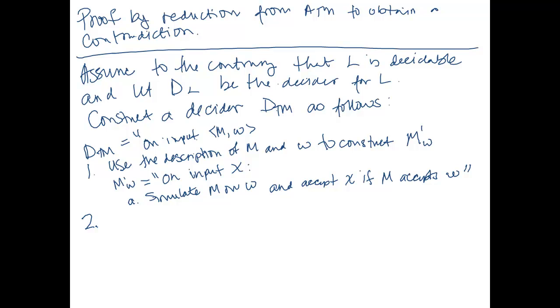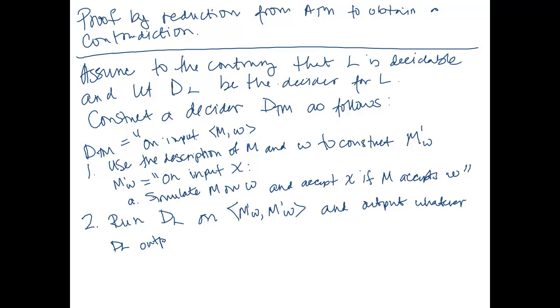Okay, so after we've constructed this M prime W, we're going to run DL, our decider for language L, on 2 copies of our newly created machine. Okay? And we're going to output whatever DL outputs. This is the same thing as saying if DL accepts, accept, if DL rejects, reject. It's going to do whatever DL did.